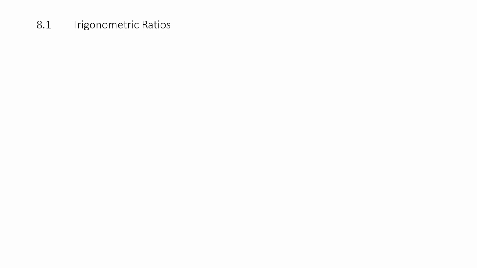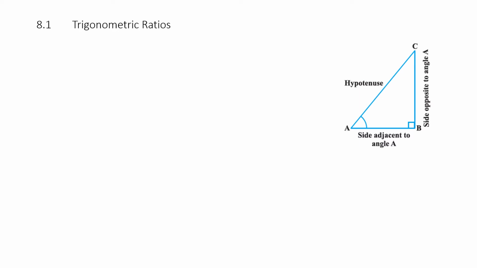Trigonometric ratios. Please see the right angle triangle ABC where angle B is 90 degrees. The side opposite to angle B is called hypotenuse. Hypotenuse is the longest side. In the diagram, AC is the hypotenuse.